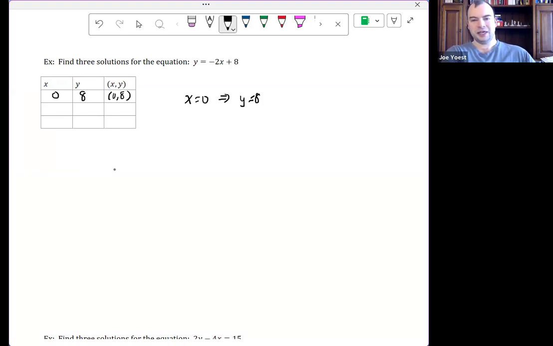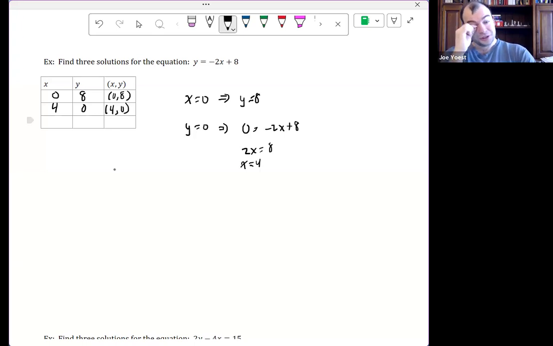Another good choice is y equals 0. Well, that means that 0 equals negative 2x plus 8. We can add 2x to both sides and get 2x equals 8, or of course, x equals 4. That's also a pretty nice one. Let's use that. So these are usually two good places to start.